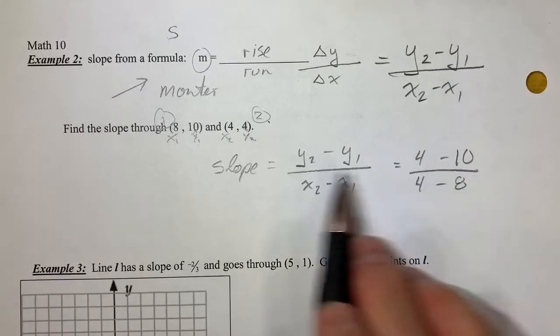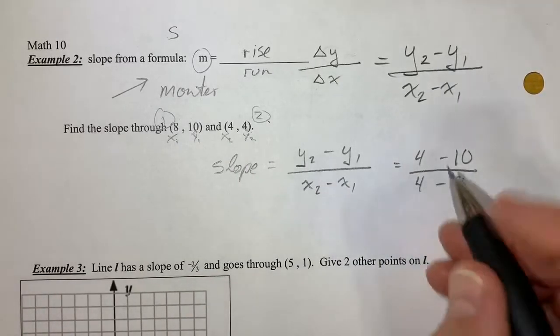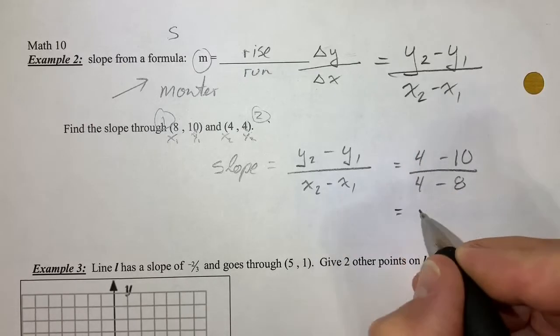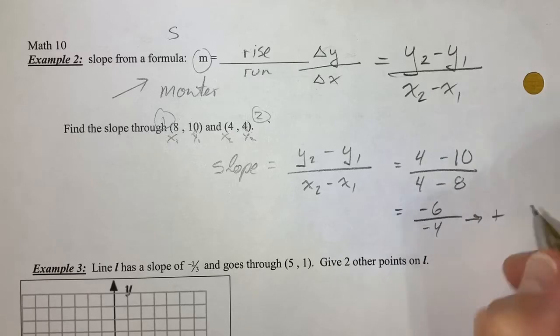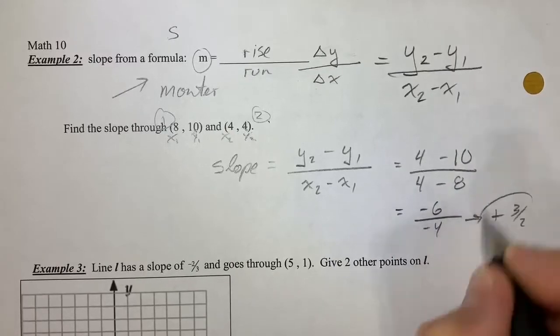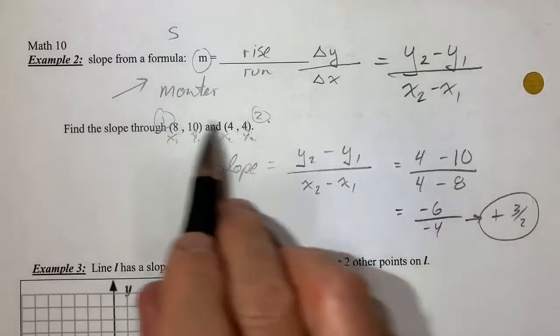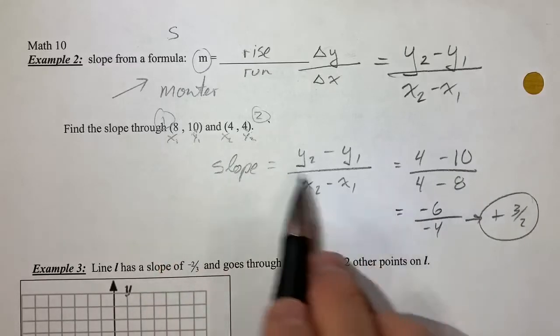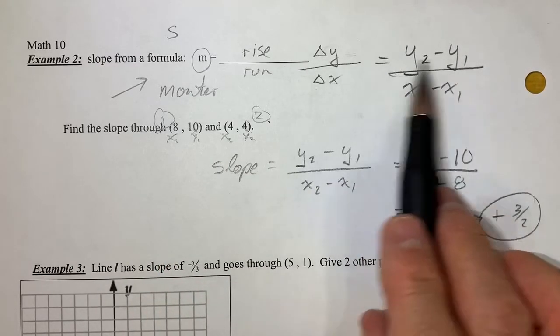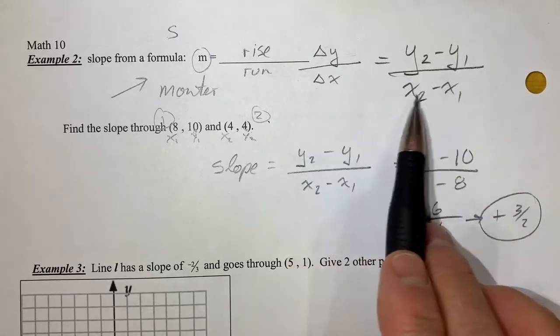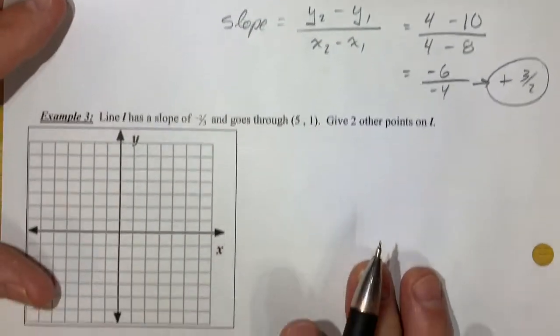Now, you know what? It might have been easier to do it the other way around because look, I got negatives. But look what I get. I get negative 6 over negative 4. And I know that those negatives cancel. It gives me positive 3 over 2. There's my slope. So I could have drawn this on a graph, or I can also use this quick little formula: y2 minus y1, so delta y, divided by delta x. Okay, let's try this one.